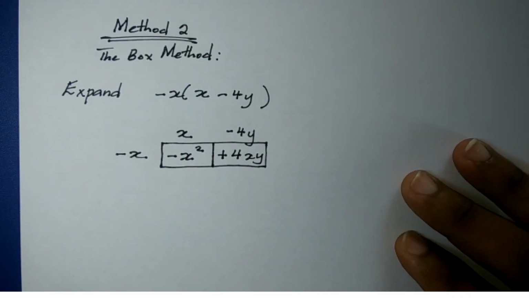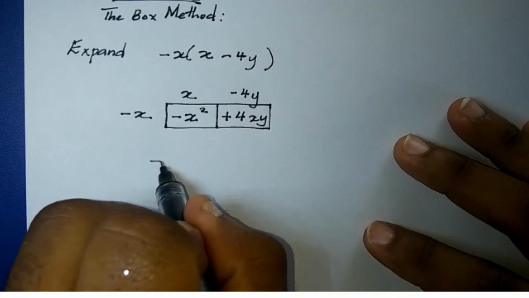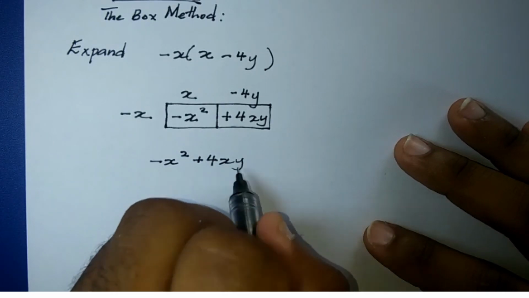Now my last step is to put everything that's inside the box together. So I'm going to have minus x squared plus 4xy. Simple.